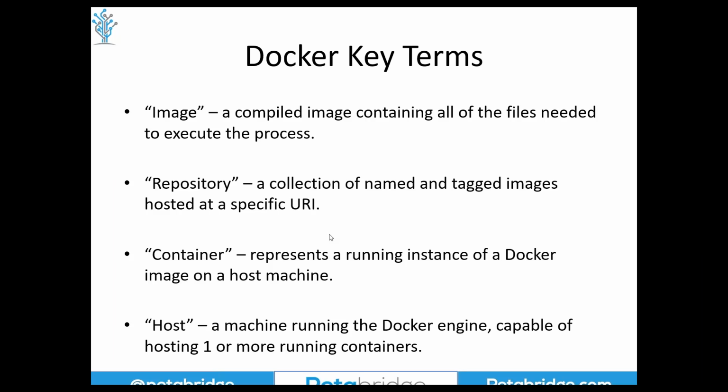Now, next is the concept of a container. If an image is a class, then a container is an object. This is an instance of an image that's running on a host machine somewhere. And you can have lots of containers running on one host. It depends really on how much work and how many resources a container consumes. And then lastly, we have the host itself. The host is just the computer that's running the Docker engine, and it's hosting one or more containers at any given time.